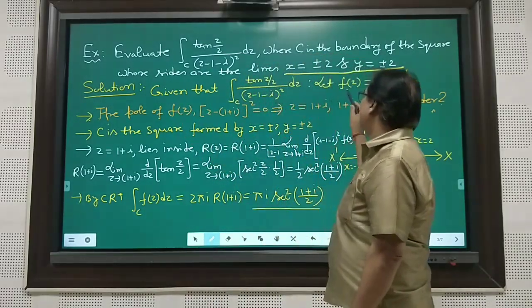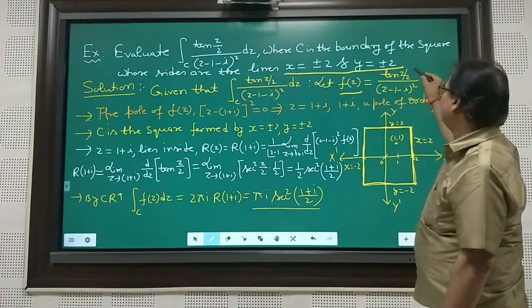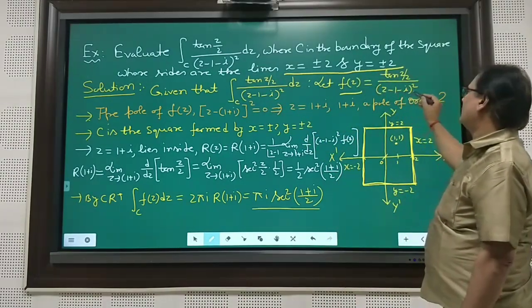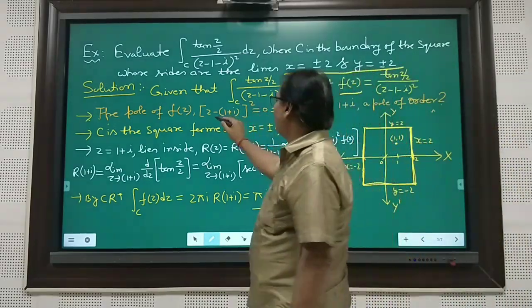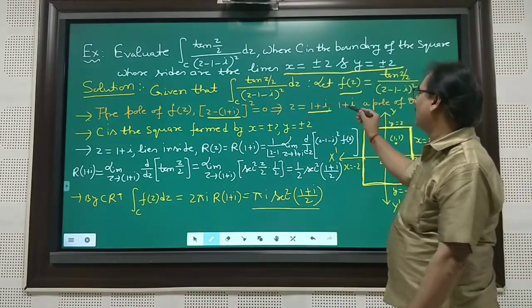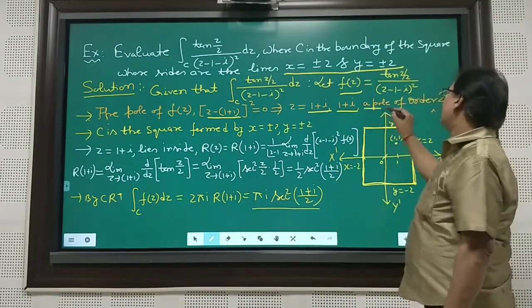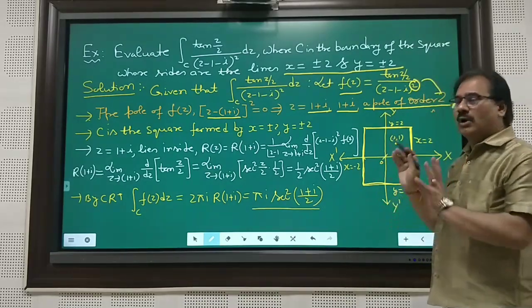Given is this. It means f(z). Where is f(z)? f(z) is here. So f(z) is tan(z/2) divided by (z minus 1 minus iota) whole square. So the pole of f(z) is (z minus 1 minus iota) whole square. Again you look, this is 1 plus iota, it means a pole of order 2. What is the order? 2, second order. The pole of order 2.